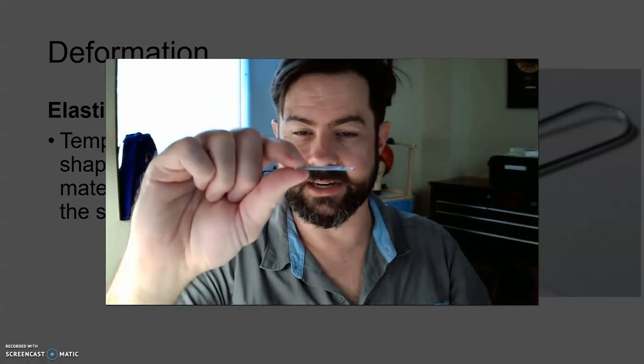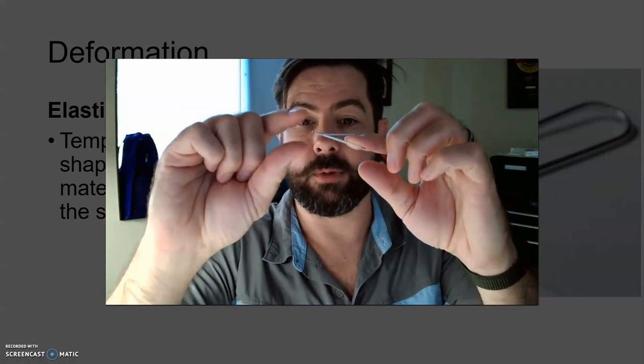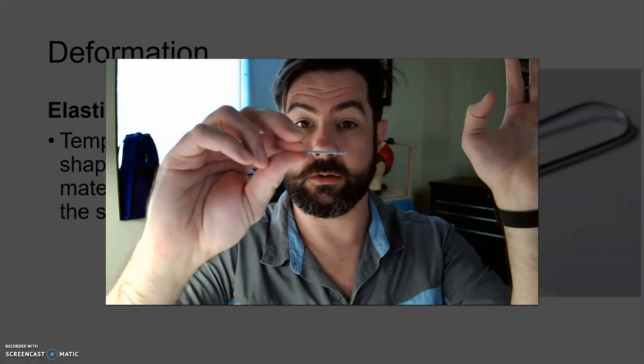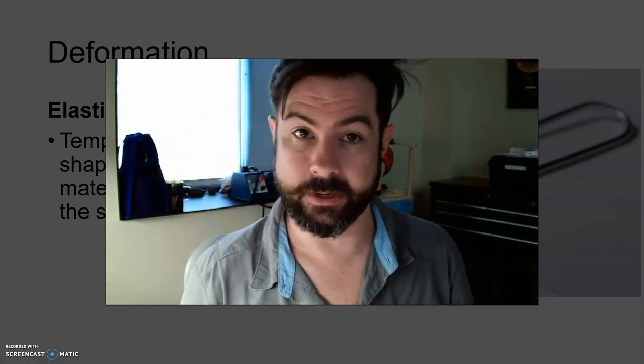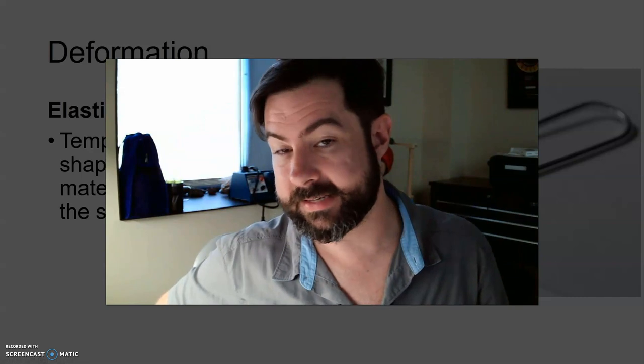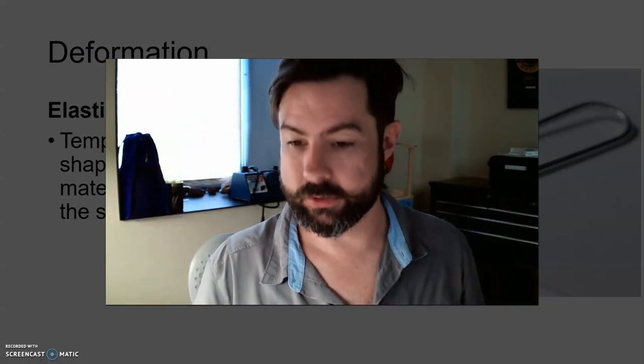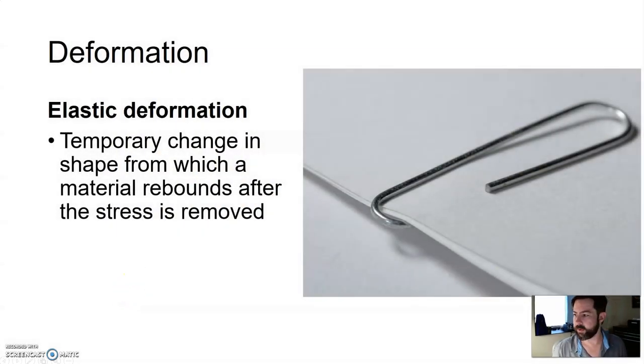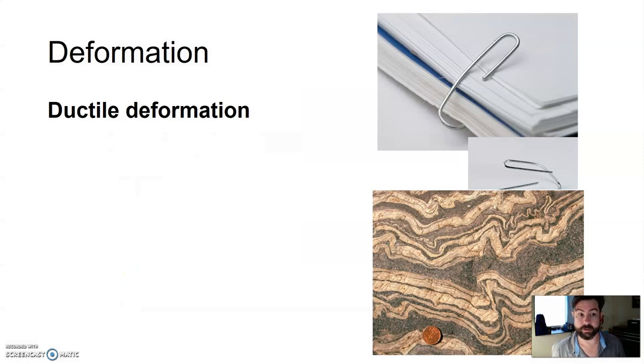So that's elastic deformation. There's a change, but once that stress, that force, is removed, that change, that strain, goes away. You think about an elastic rubber band or the elastic on your undergarments, right? It snaps back once you let it go. So that's elastic deformation. And then we have something called ductile deformation.